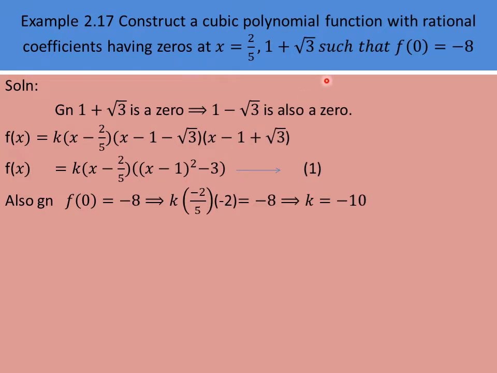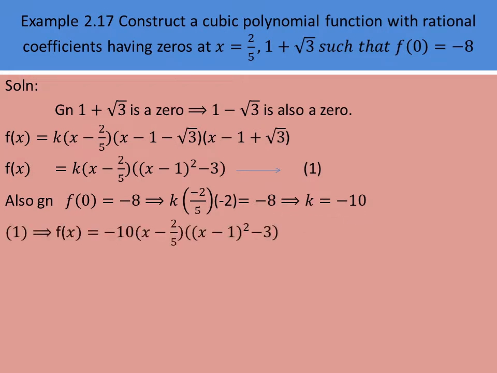And it is also given f of 0 is equal to minus 8. So f of 0 is equal to minus 8 means replace x by 0 here. So k into, when we replace x by 0, you'll get minus 2 by 5. Here minus 1 the whole square is 1. 1 minus 3 means minus 2 you'll get. Then minus into minus is plus, and we'll get 4. On both the sides you can cancel 4. So you'll have 1 minus 2 here. And when you cross multiply it, you'll get minus 10.